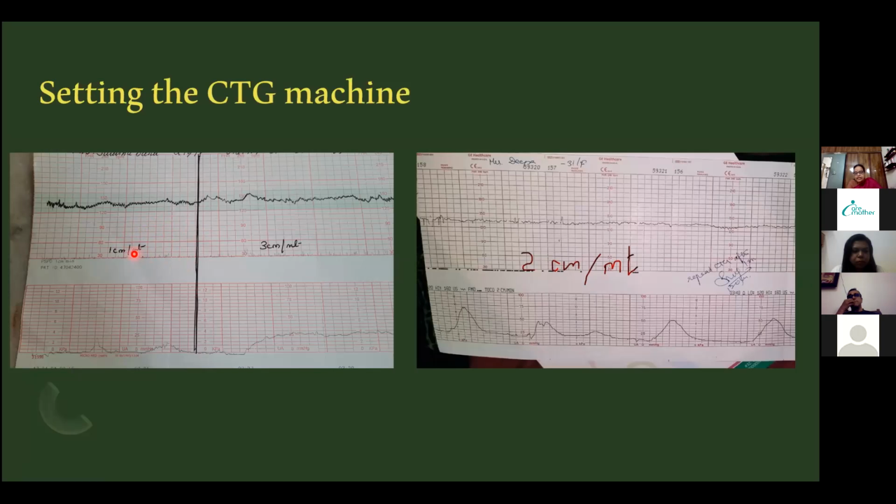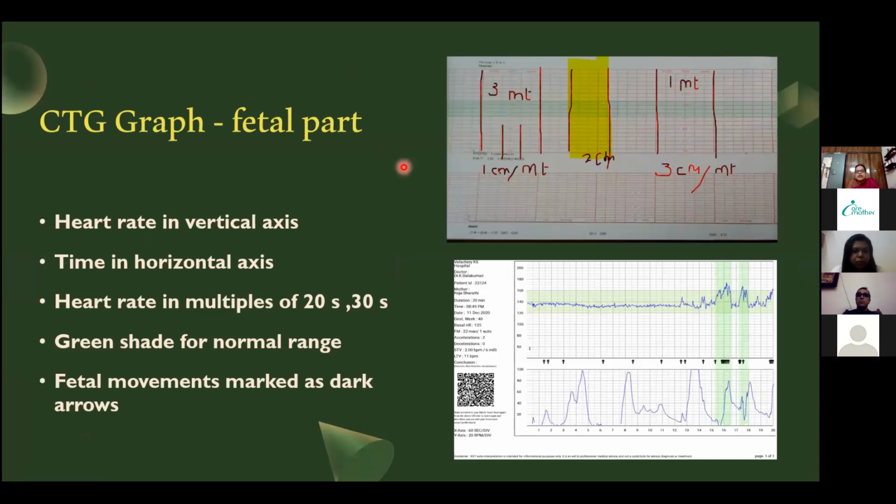I'll go back again and show you this. So this is set at 1 centimeter per minute, so this larger division will show a trace of 3 minutes. It can be set at 2 centimeter per minute also, and it can be set at 3 centimeter per minute. Generally, in India, we set it at 1 centimeter per minute.